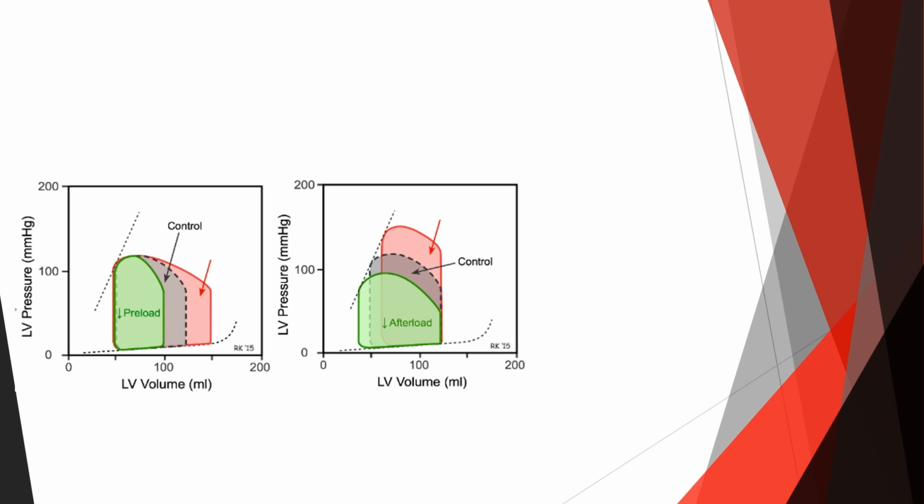Now, within the next graph, as you can see, we're staying within the same ESPVR. The green, as the hint is already there, is a decrease in afterload. What does that mean? You start ejecting earlier, and you don't have to reach those higher pressures to eject. And so you have a loop that goes all the way to your aortic valve closure and then the isovolumetric relaxation.